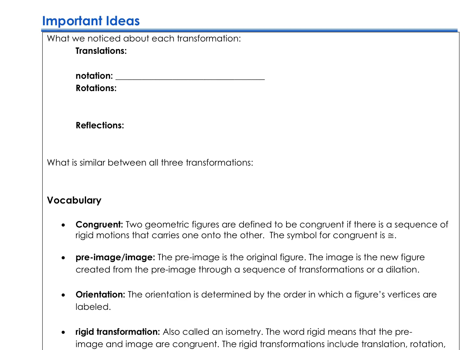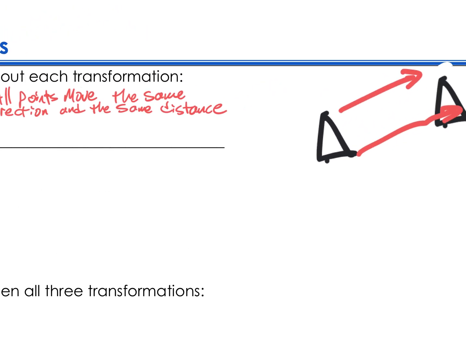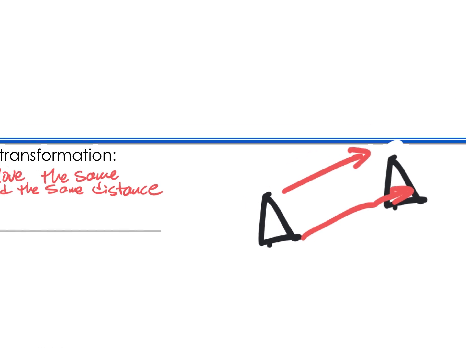So in this lesson, we were introduced to a few different types of transformations. We had translations, in which all points move in the same direction. If we take a translation, we're going to have a triangle. Let's say we've got this triangle, and we're going to move that triangle over and up in some direction. So that's our translation. All the points move the same distance and direction.